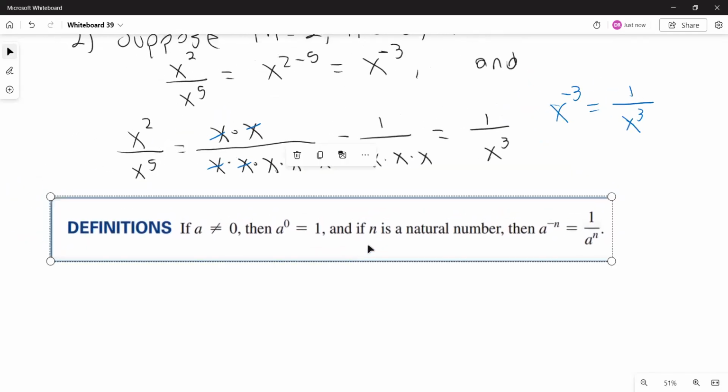That's on page 284. If a does not equal 0, then a raised to the 0 power can be positive or can be negative as long as the number is not 0. As long as the base is not 0, any non-zero base raised to the 0 power is 1. And if n is a natural number, then a raised to the opposite of n is 1 over a to the n.